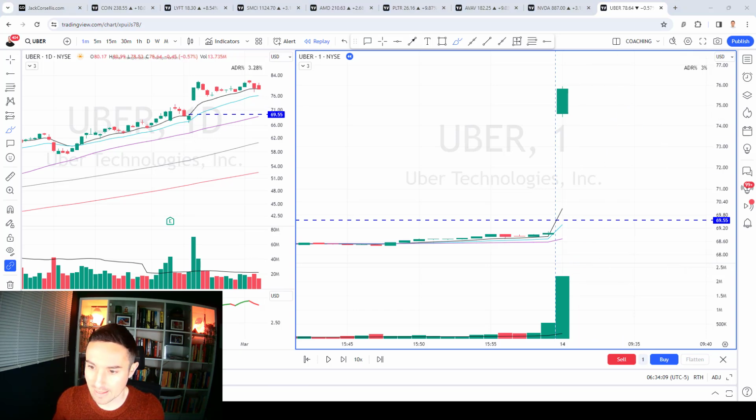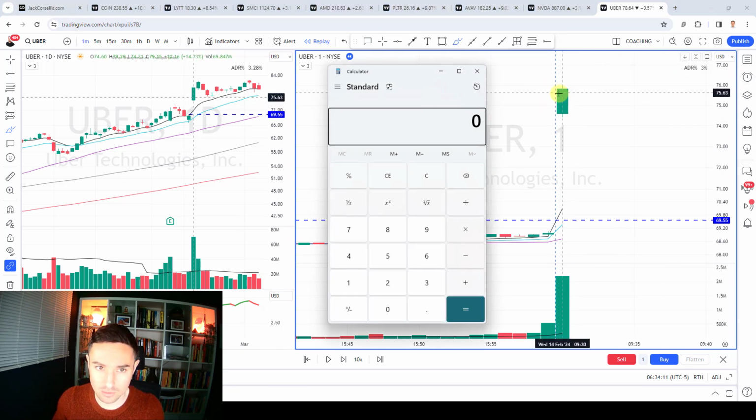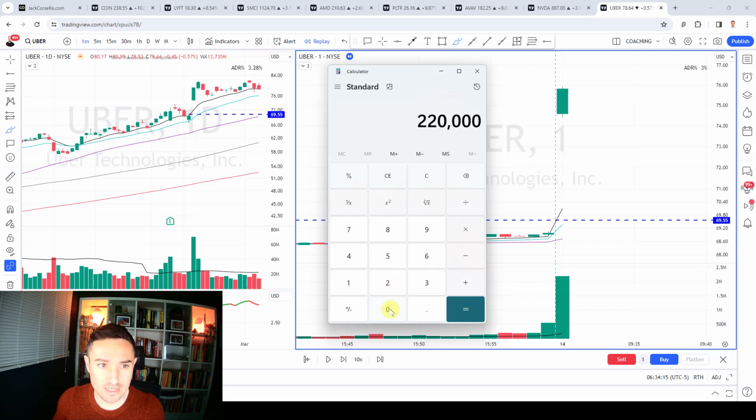You want to take a look in terms of the dollar volume. What we've got is 2.2 million shares traded, and if we take an average price of say $75 roughly, the dollar volume in the first 1 minute of Uber on that announcement of a share buyback program is circa $165 million worth of stock traded.